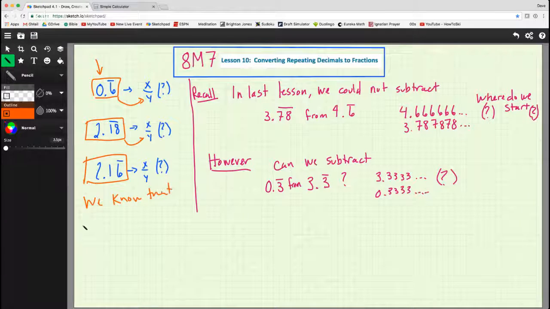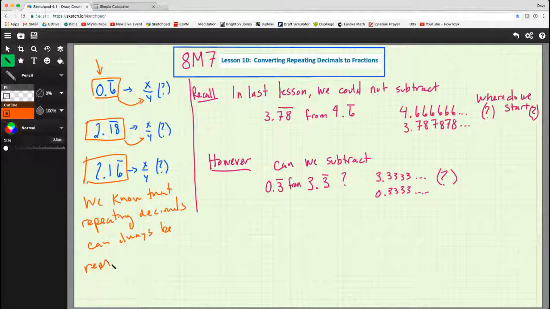that repeating decimals can always be represented as fractions. We've been told that, and now we're going to see how we can prove that, or how we can convert any decimal that's repeating into a fraction.